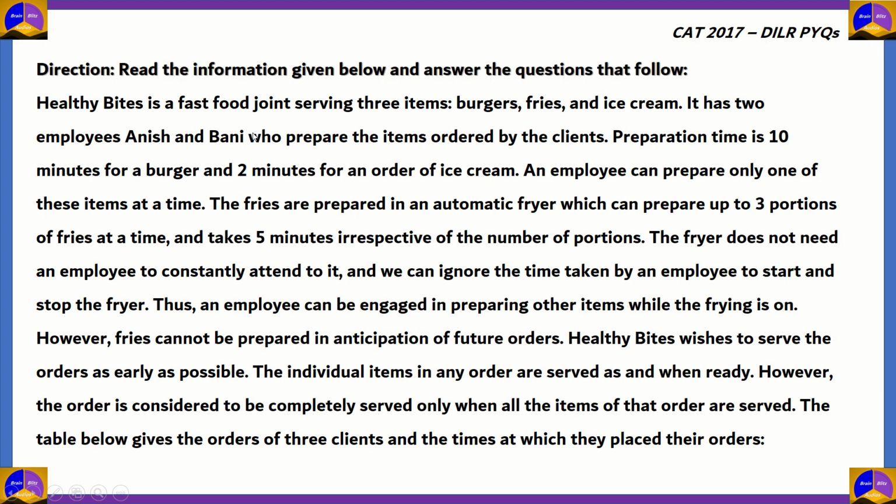So, all right, now before we do that, we have a fast food joint, burgers, fries, and ice cream, 2 employees, Anish and Bani. Now, preparation time is 10 minutes for a burger, 2 minutes for an order of ice cream. And fries, you can prepare up to 3 portions, and it takes 5 minutes regardless of the number of portions. And the fryer does not need an employee to constantly attend to it, while the others can prepare only 1 item at a time.